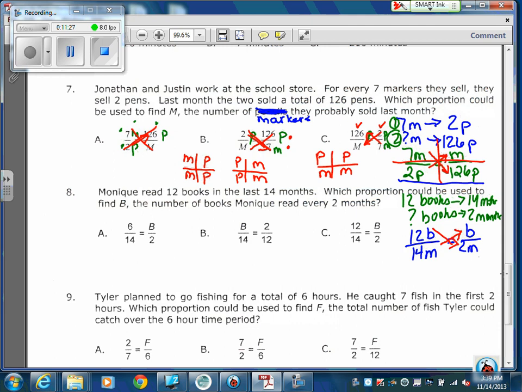So we have 14 across from the missing number. Yes. 12 across from 2. No, we don't even have a 12. B is 14 across from the missing number. No. C, 14 across from the missing number. Yes. 12 across from 2. Yes. The answer is C.